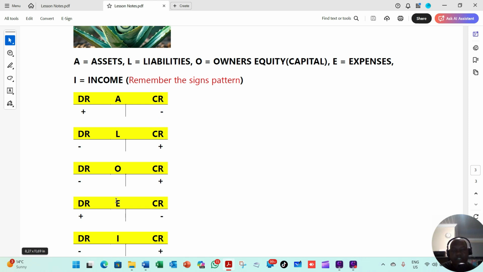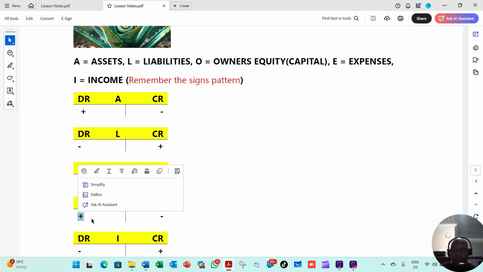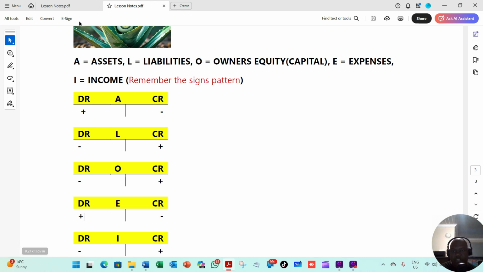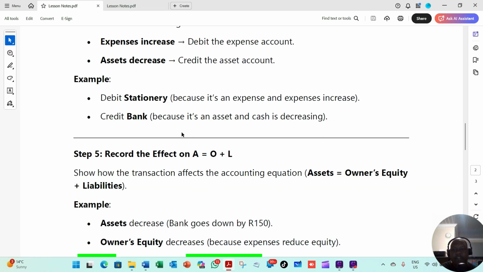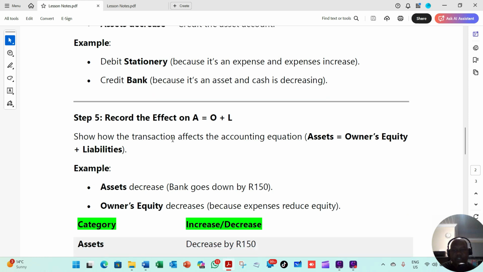And what happens when an expense increases? Because our stationery is increasing, we're buying more stationery, we debit it. So it's very important to know this mnemonic. And then last step, you're going to record the transaction.